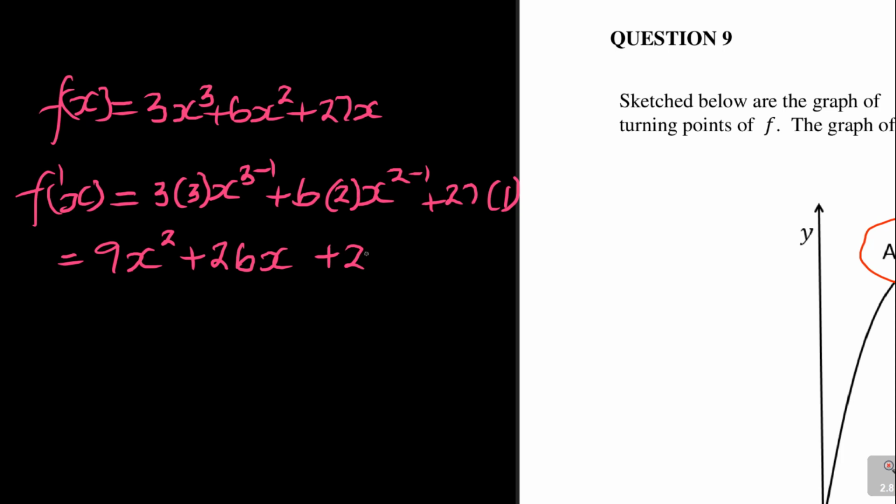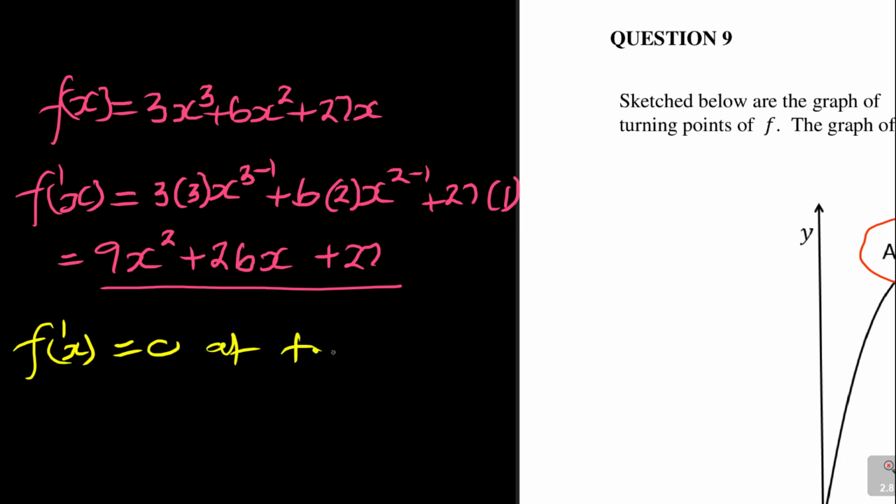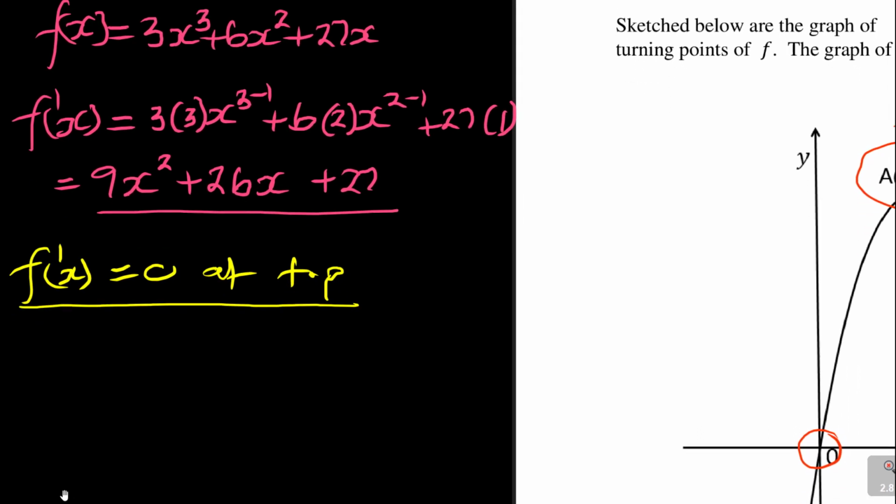And then the condition is at the turning point, not the second derivative: at a turning point, f prime of x is equal to 0. This is a very important statement. That's why it justifies you to say, therefore, 9x squared plus 2bx plus 27 is equal to 0. We are justified to do that.